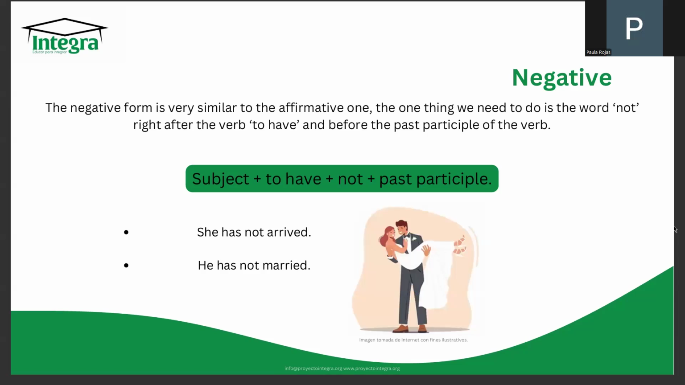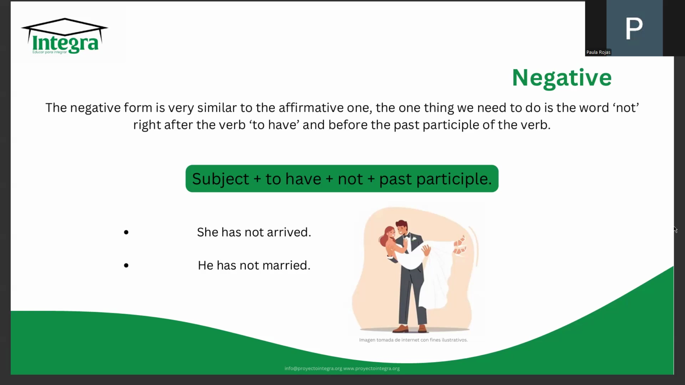Next, we have negative. The negative is very similar to the affirmative, but we do change one thing, or more like we add one thing. So we have the subject, next we have to have, and then we add the word not. And lastly, the past participle. This makes she has not arrived.